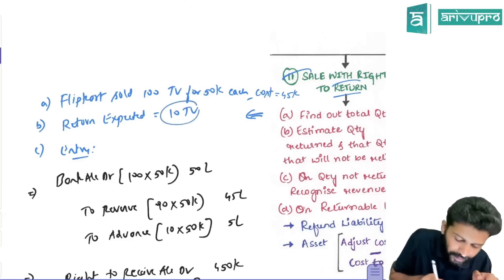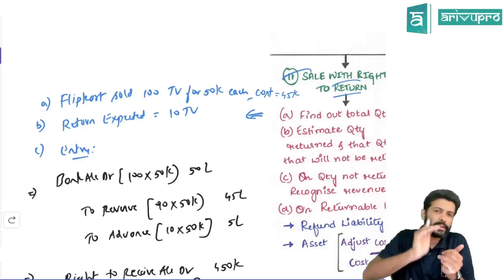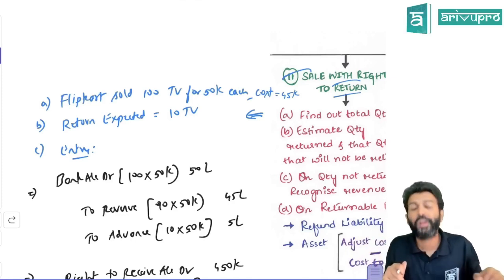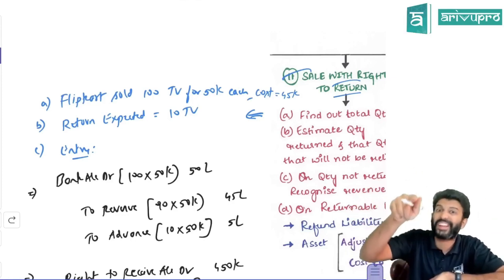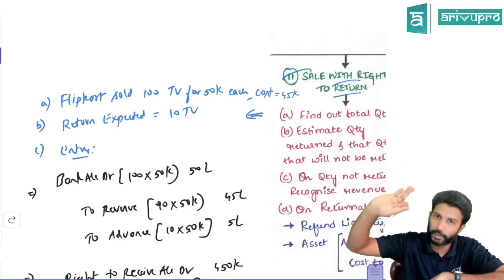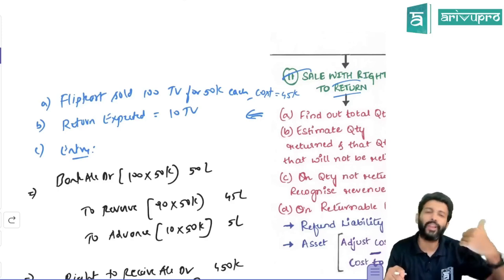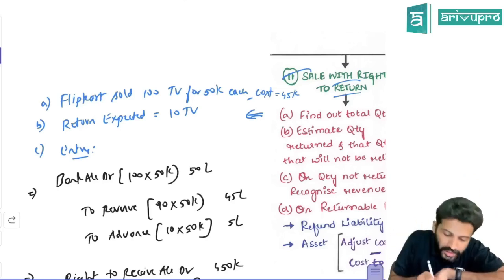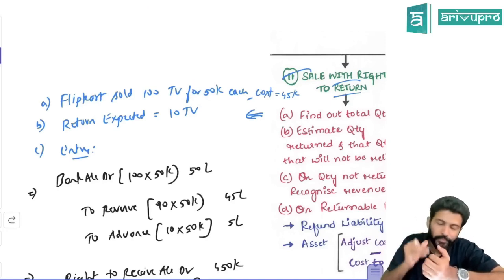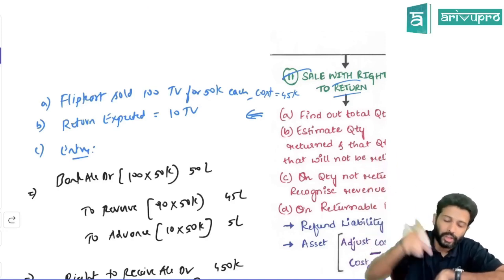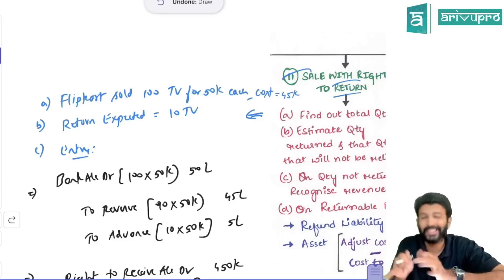So in this example, Flipkart feels 10 TVs are expected to get returned. That means in 100, 10 are expected to get returned, and 90 are not expected to get returned. On those goods which are not expected to get returned, which is 90, you can go ahead and book the revenue. On these 10 TVs which Flipkart feels will be returned, it is not returned yet, Flipkart only feels it will be returned. So the revenue relating to 10 TVs should not be recognized immediately.